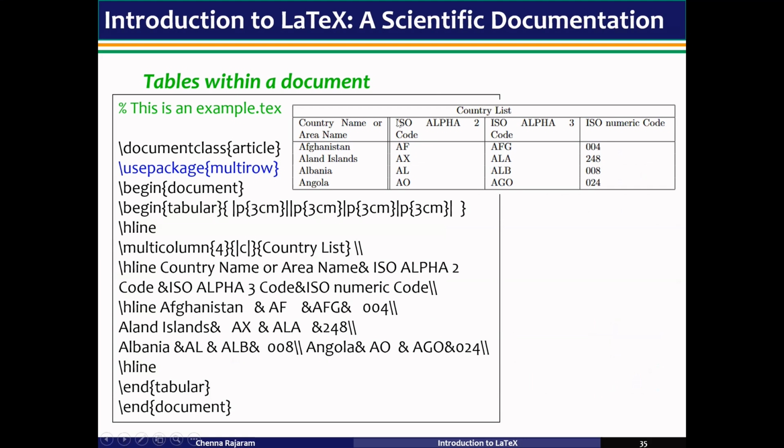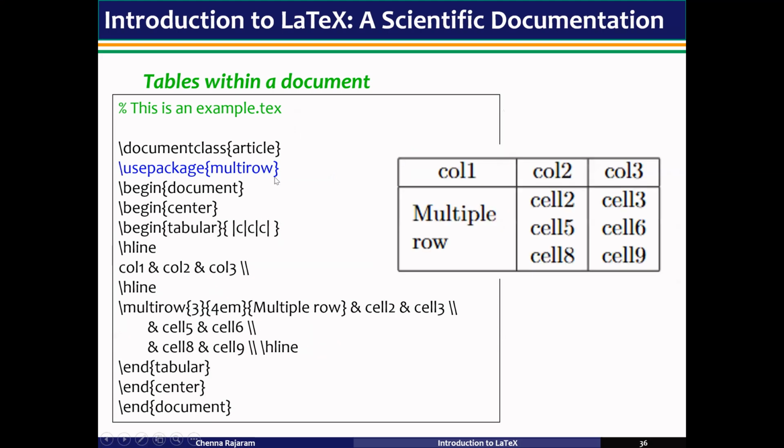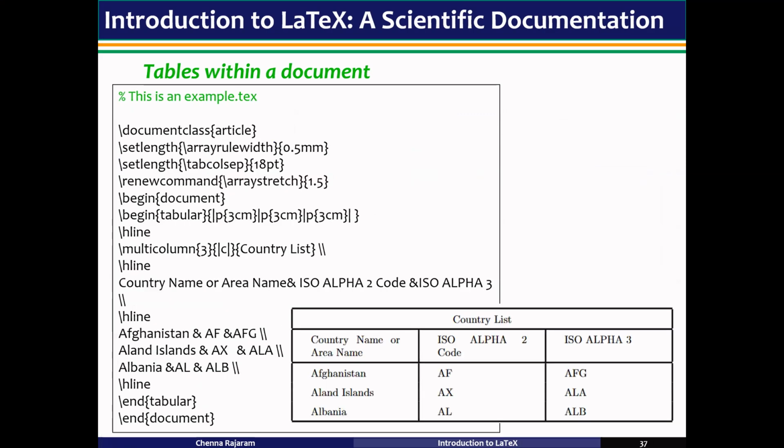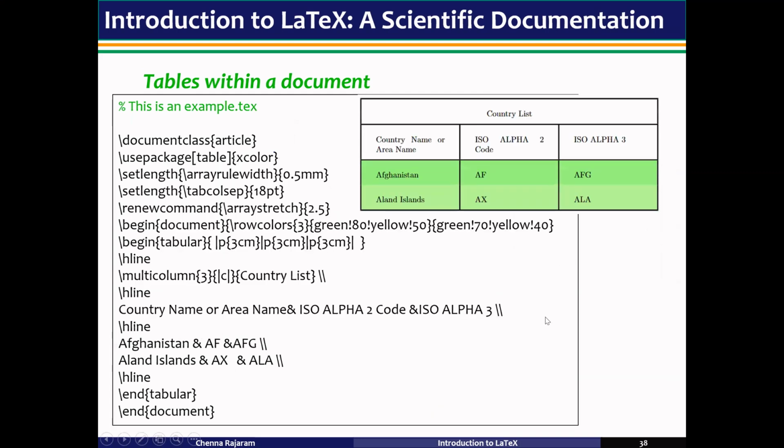Similarly, you have to create a tabular column with merged cells. For that, you have to provide a package called \usepackage{multirow}. So this is the syntax that we use for a tabular column using the multirow package. Similarly, the other case, so this is also another case.